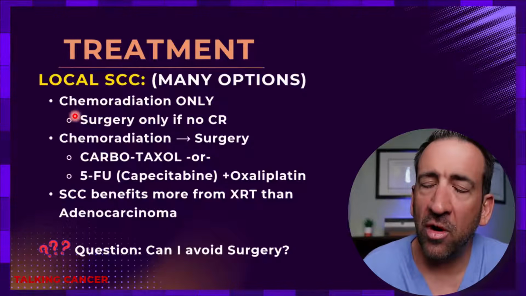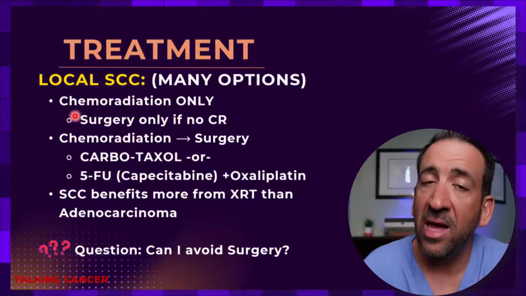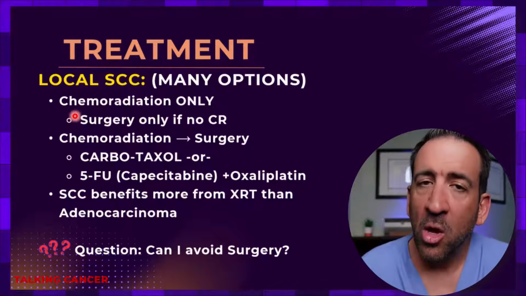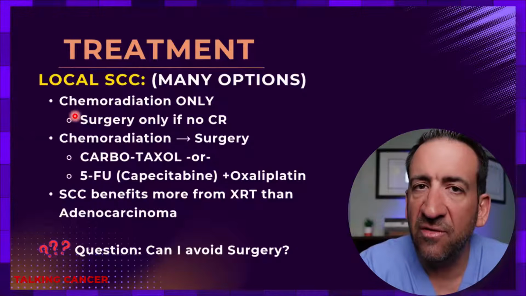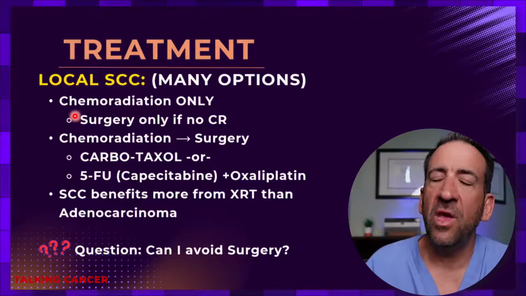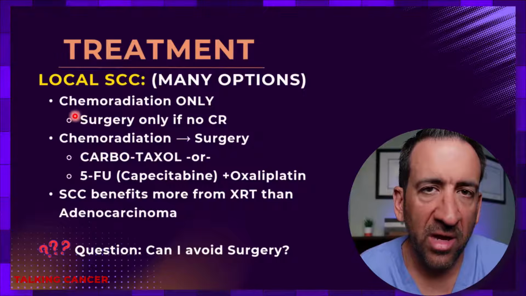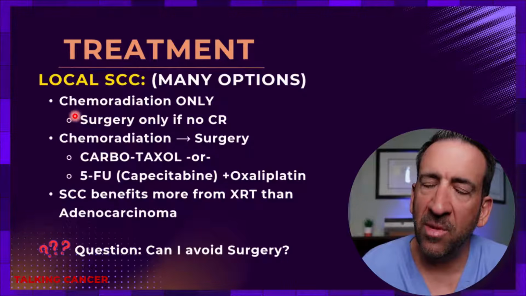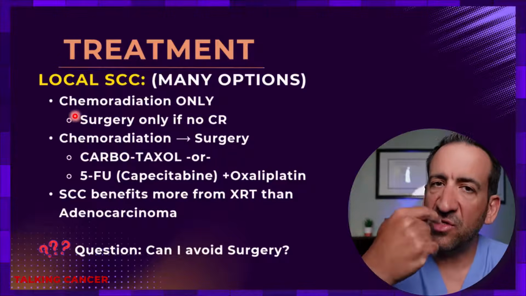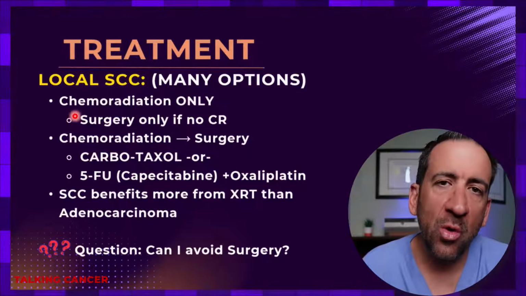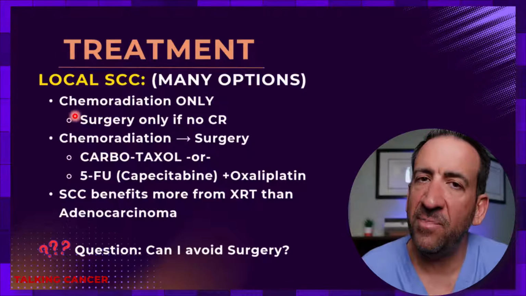Remember I said for adenocarcinoma, we really want to try to go for surgery, whereas for squamous cell, we might, on some occasions, avoid surgery. And the way we do it is we will send you for chemotherapy and radiation. And once you complete this treatment, usually a few months later, we will repeat an endoscopy and we will see, do you have remaining cancer cells left behind?